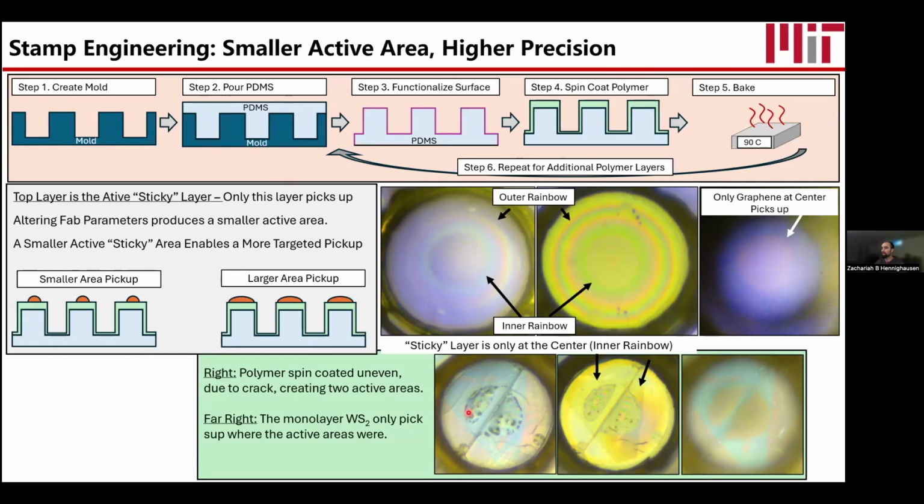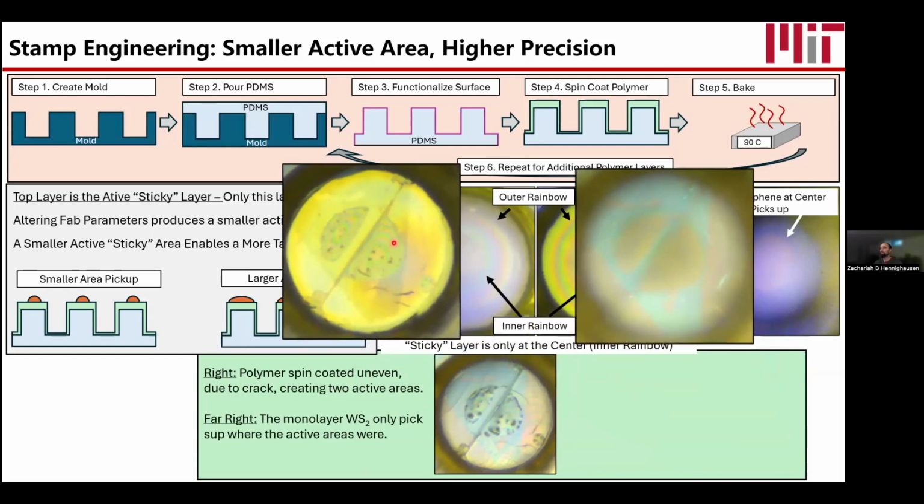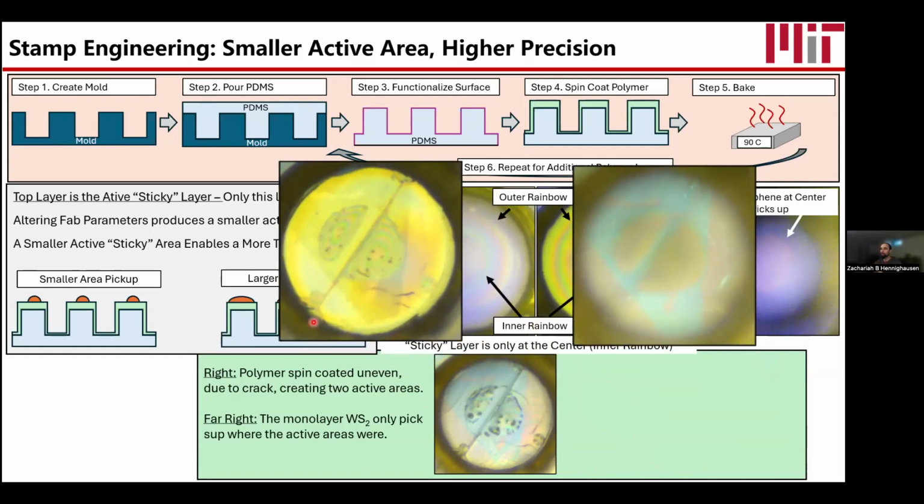And this mistake down here, so here's a bad stamp. There's a crack that formed, and when I spin coated my final polymer layer on top, it formed these two bubbles. But it was a blessing in disguise because when we picked it up, we only could pick up where the active layer was, and that sort of hit upon this idea that we could engineer the stamp.